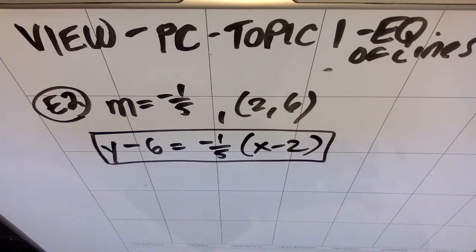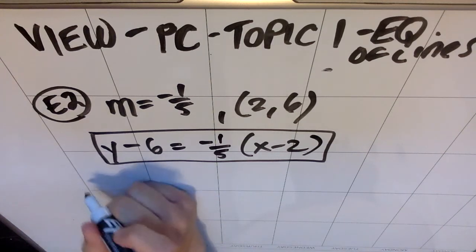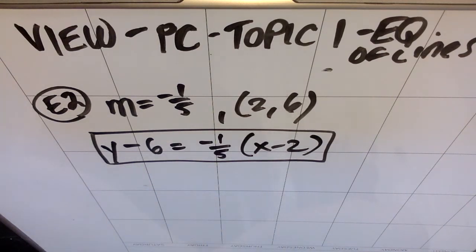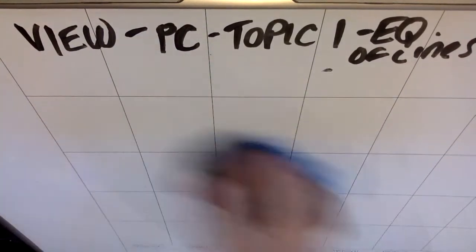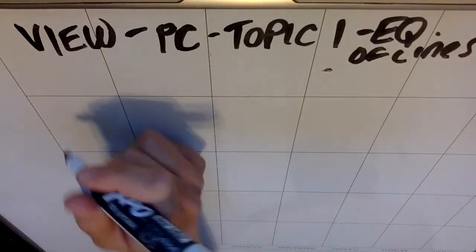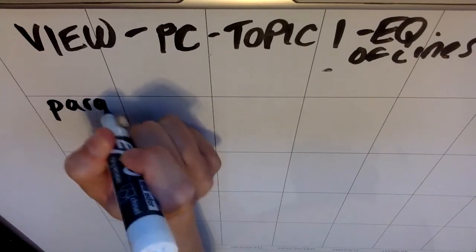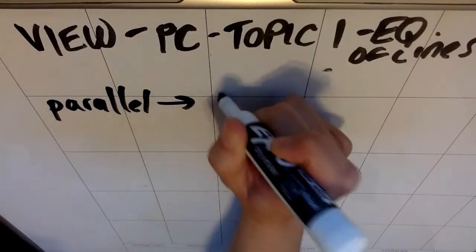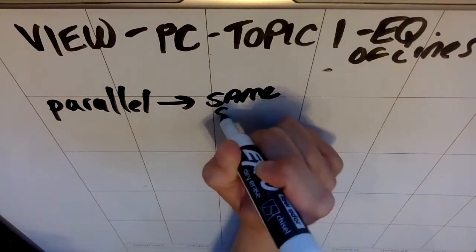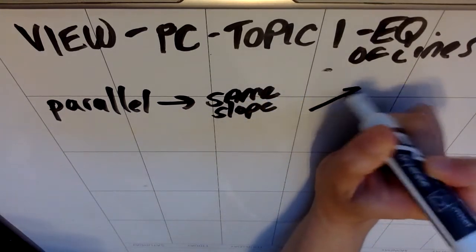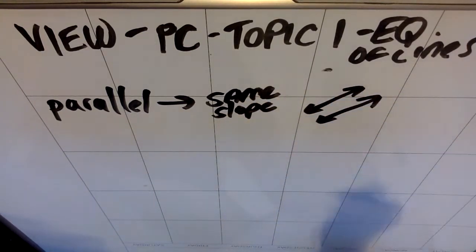Done. Now let's talk about parallel and perpendicular because that's going to tie into my example 3 and 4 here, and also a little bit into example 5. So let's talk about parallel and perpendicular lines. What it means to be parallel, in the most basic sense of the word, is that lines have the same slope, okay? So they look like this. They never intersect. They're in the same plane. They never intersect because they have the same rise and the same run.